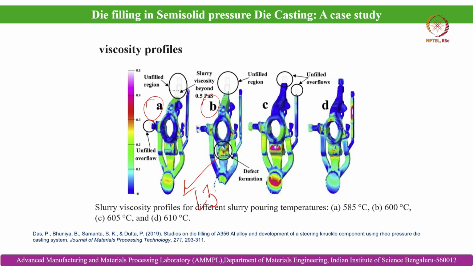So higher viscosity, this red color here, shows the viscosity is beyond 0.5 or near 0.5 Pascal second, and that is the reason that it impedes further flow, doesn't allow the melt to flow effectively and fill this region, and that is why in this region we have observed defect formation earlier also when we compared the temperature and solid fraction distribution contours for this die filling study.